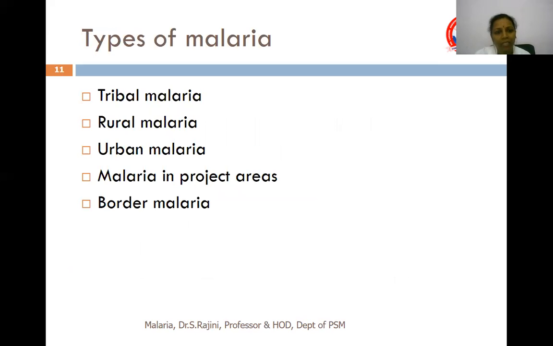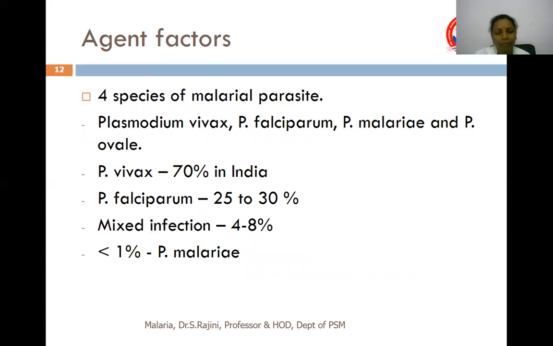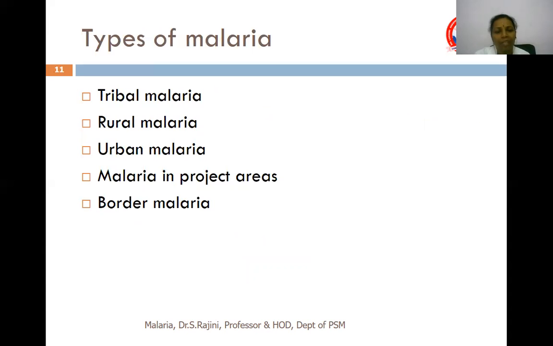So types of malaria: we have tribal malaria, rural malaria, urban malaria, malaria in project areas, and border malaria. Tribal malaria is in the hilly areas where tribal people live, rural in the rural areas, urban you all know, and malaria in project areas where dams and other construction works are going on. And border malaria, in between the border of 2 different states, where there will be construction and stagnation of water.